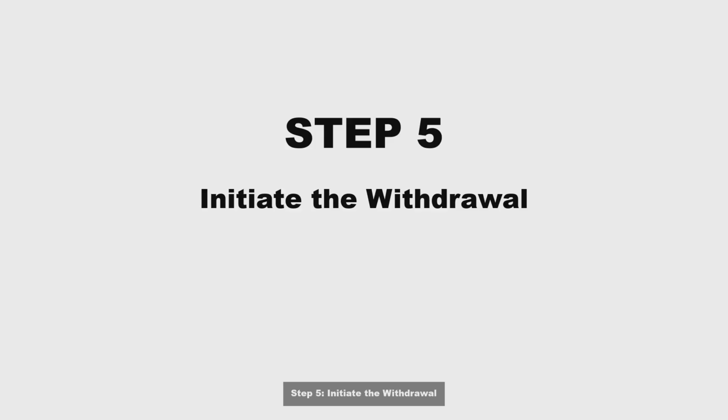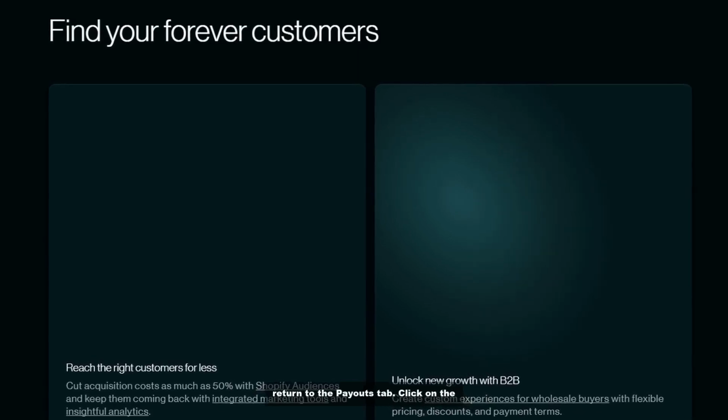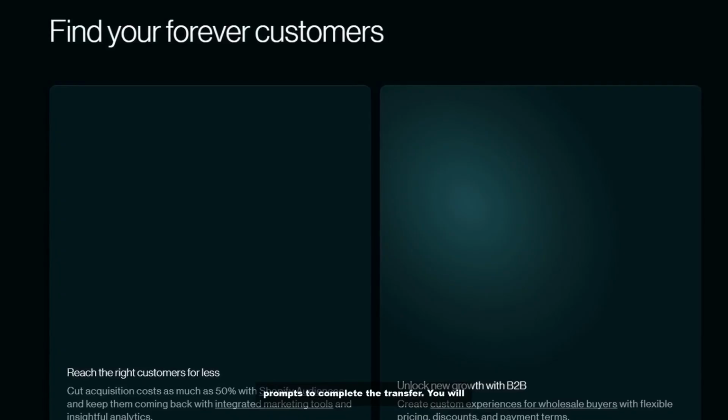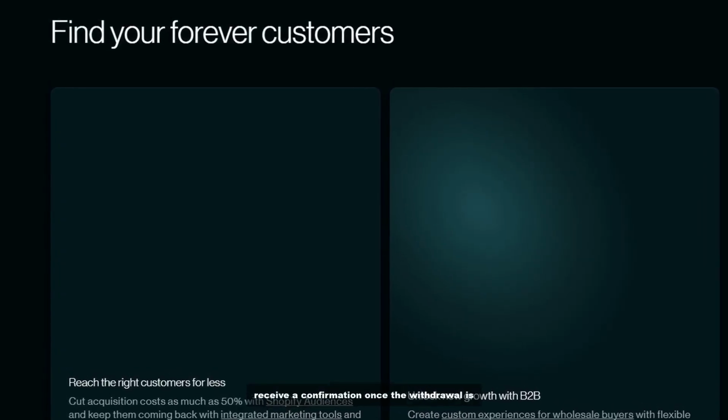Step 5. Initiate the withdrawal. After confirming your bank account is set up, return to the Payouts tab. Click on the option to withdraw funds and follow the prompts to complete the transfer. You will receive a confirmation once the withdrawal is processed.